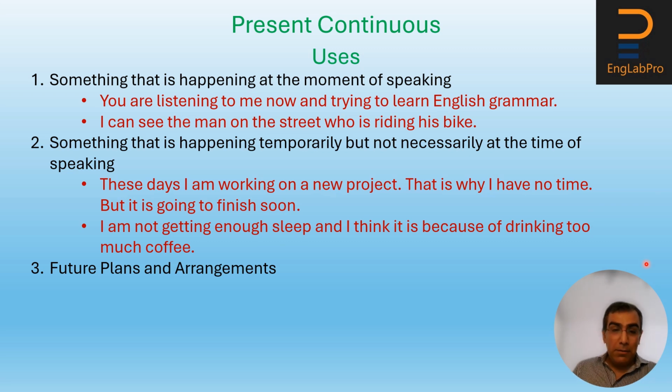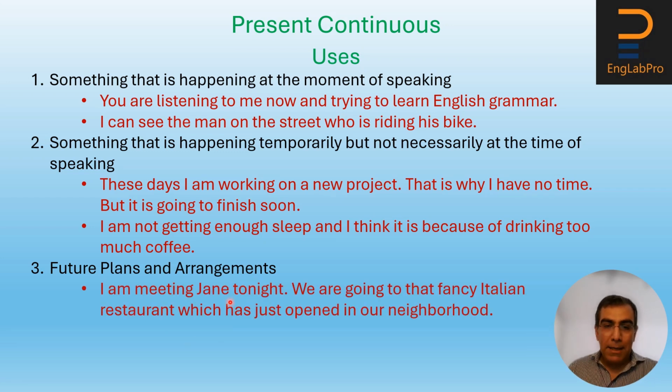And the third use is for future plans and arrangements. I am meeting Jane tonight. You say tonight is a future time. It's still not night. For example, it's in the morning and then you say I am meeting Jane. We are going to that fancy Italian restaurant which has just opened in our neighborhood.